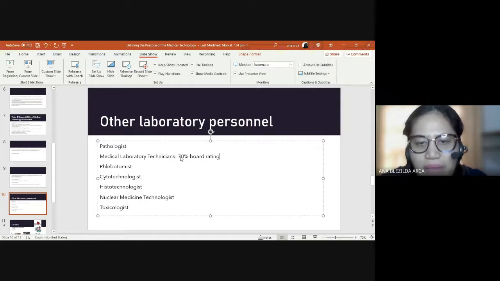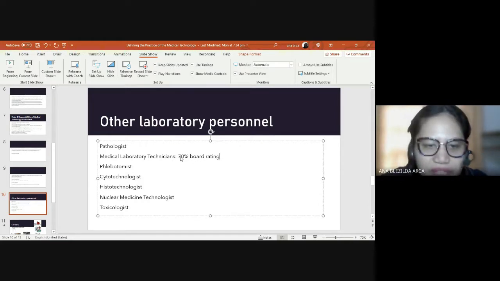Kaya nga naman, dapat ang goal nyo makapasa sa board exam. Dapat maka 75% kayo. Kasi kung hindi kayo abot ng 75%, assistant kayo. Kayo yung utusan. Inuutusan lang kayo sa laboratory. Okay? Kaya dapat 75% ang board rating nyo, ha? Para hindi kayo maging medical laboratory technicians.